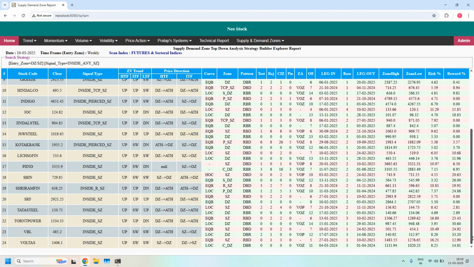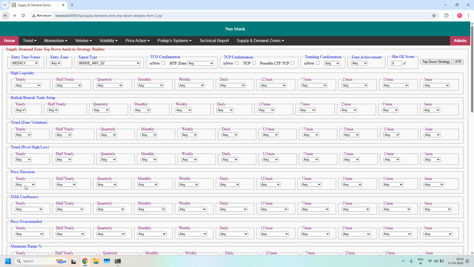We can further filter this list by setting the parameter EMA Confluence, weekly supply zone having weekly EMA Confluence. So I'm going back in the EMA Confluence parameter at weekly. I'm selecting the filter weekly supply zone having weekly EMA Confluence. And trend on the weekly should not be sideways. It can be up or down.